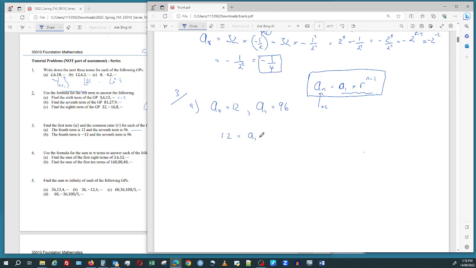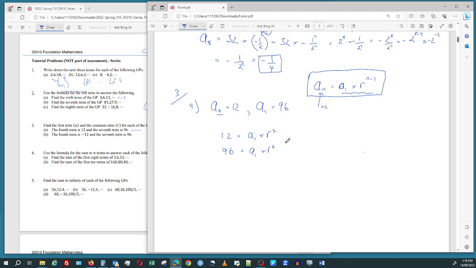A1 times R. Now, that was the fourth term, so this will be R3. 96 will be equal to A1 times R, what was it? 7. So it'll be R6. That's what we would do there. Okay?